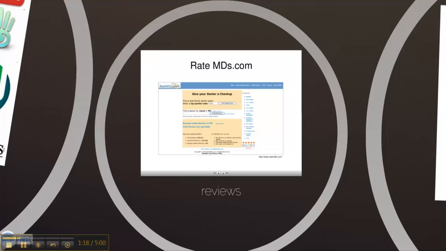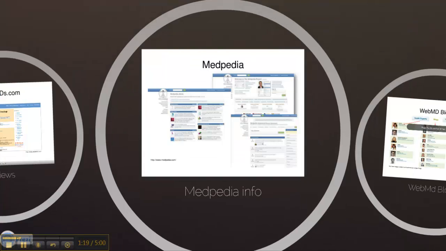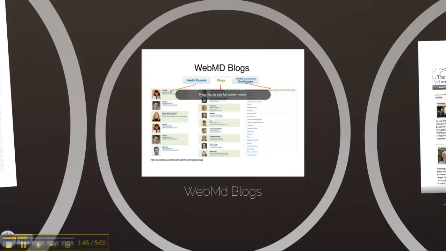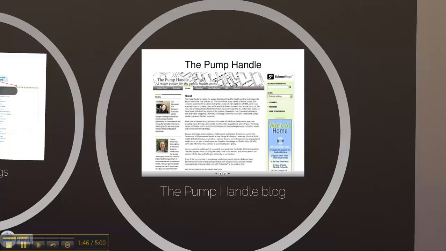Another way to look for information is through this website called Mepedia, which is like the Wikipedia for medical related issues. This is fantastic for groups and sharing documentation where everybody can contribute. A very popular way to share information is through blogs. Here are two examples, WebMD's blogs and The Pump Handle. Medical experts post blogs and useful information about any type of health related medication, information, and issues. And also they can review and post information about health coverage plans that are out there, which is very popular.